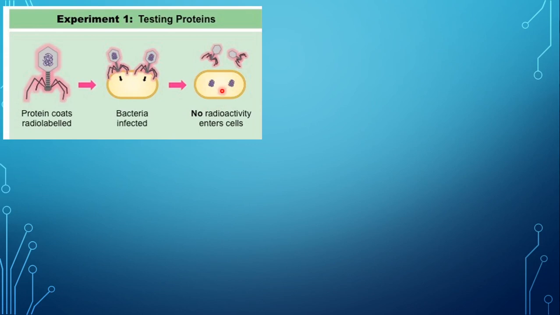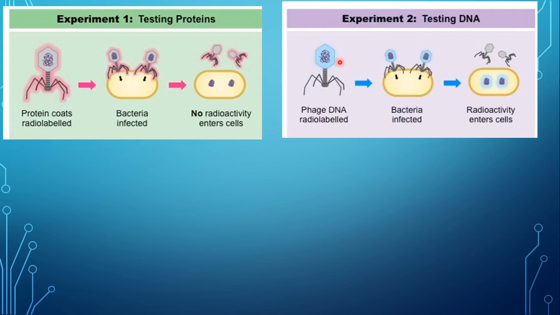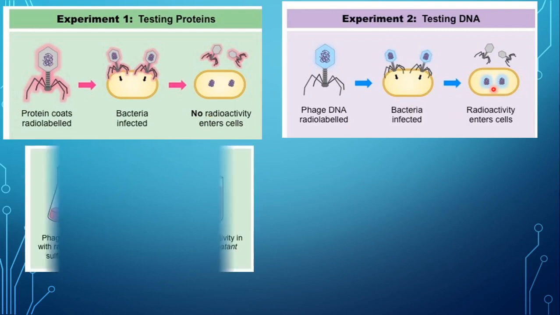any radioactivity. Experiment 2: the phages where the DNA was radiolabeled, that means it contained radioactive phosphorus, P32. The other one was containing S35. So with the P32 phages, when they infected, what happened? It was seen that the bacteria were infected. In this case also they were infected, but radioactivity was detected from inside the cells.